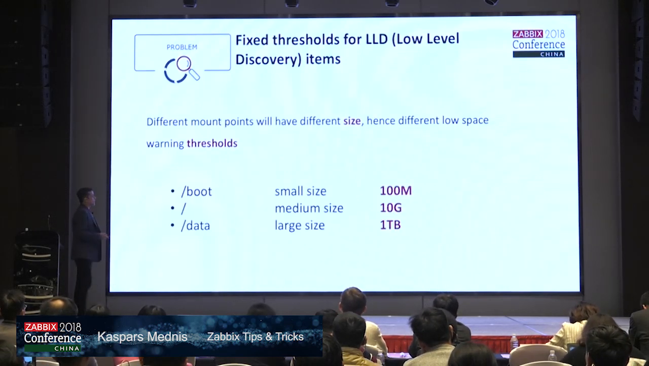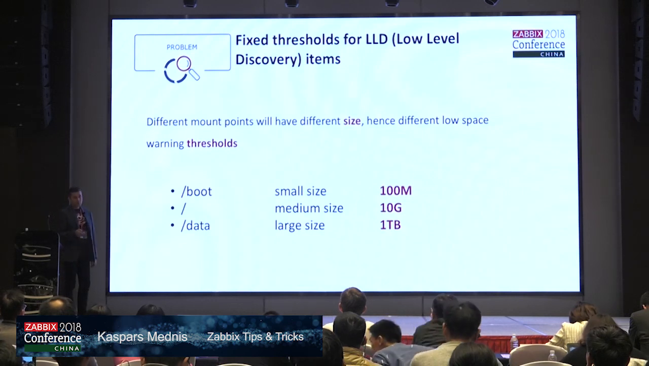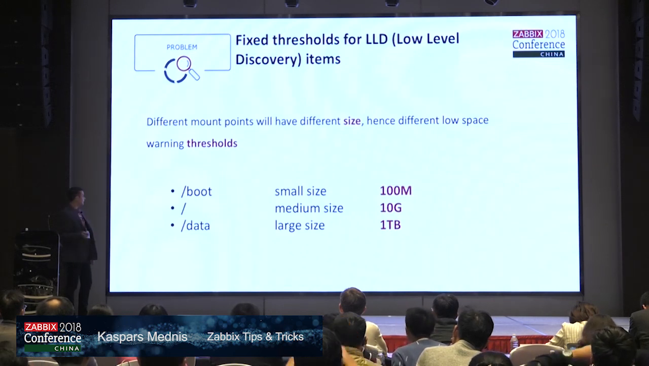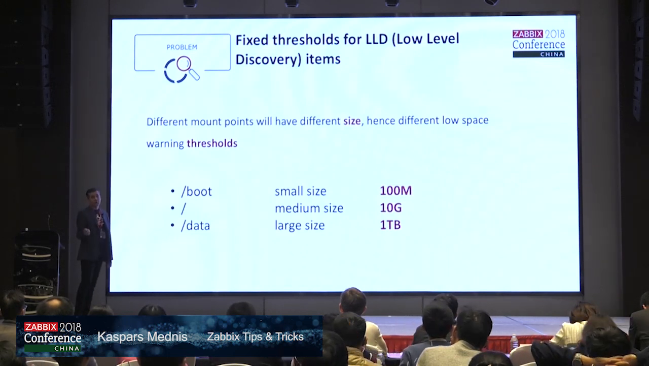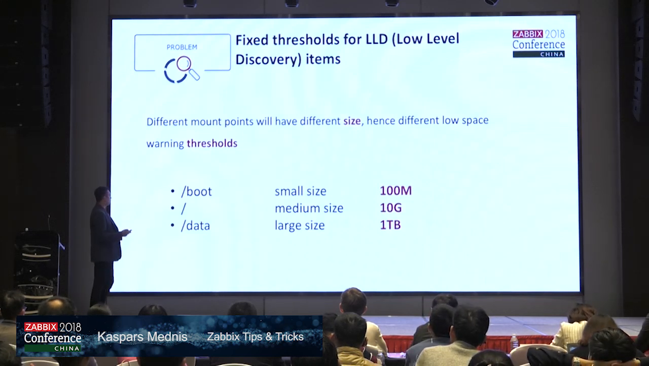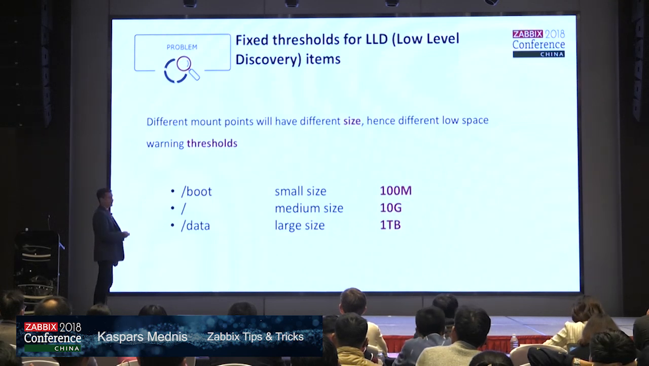The next problem. You want to monitor free disk space. And you are using low-level discovery for that. Low-level discovery will find all your mount points just fine. But boot, root, and other partitions will have different sizes. So you will have problems defining the threshold level for them. And you will start getting false alarms.